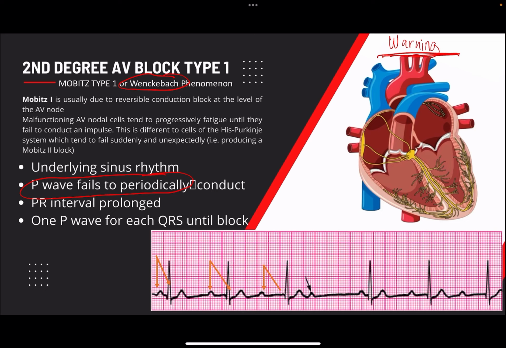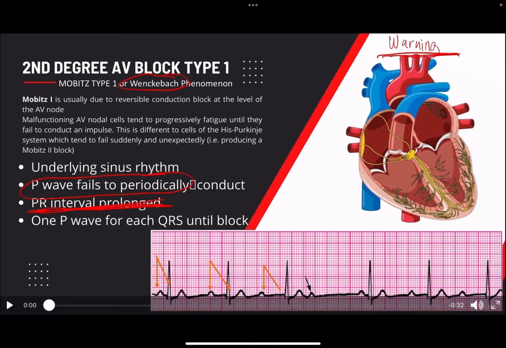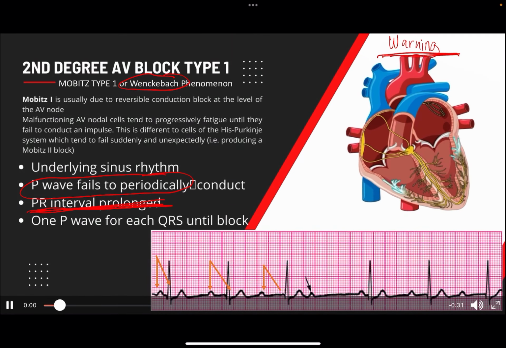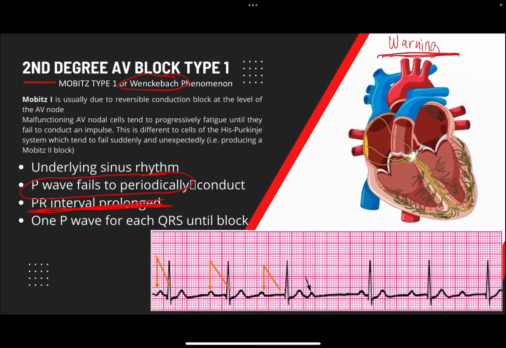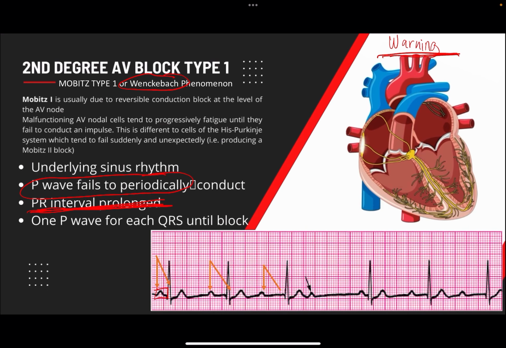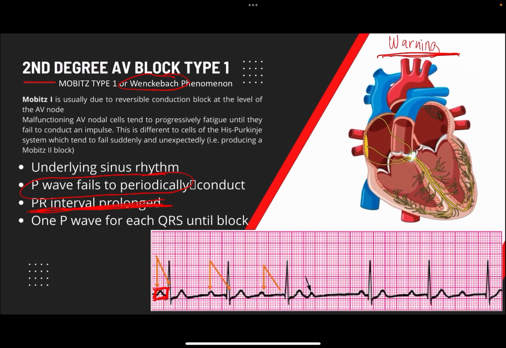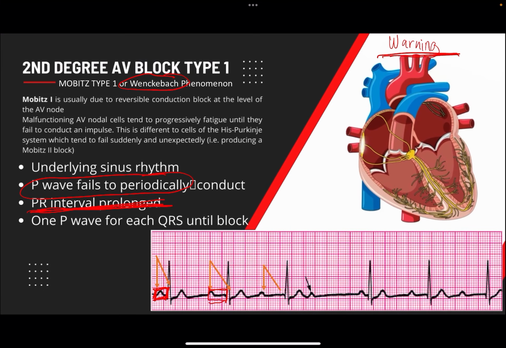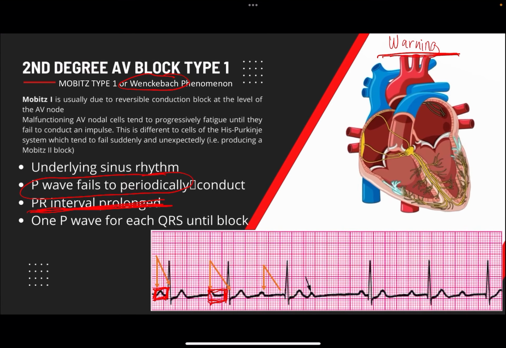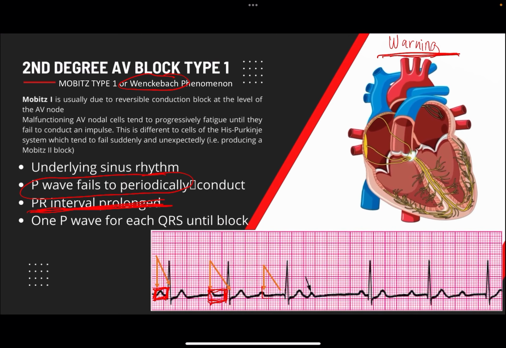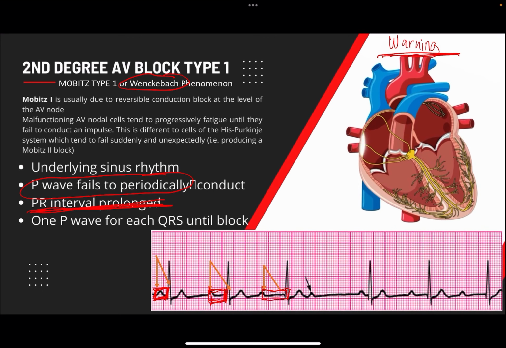Okay, so another characteristic of this is a continuously prolonging PR segment. So let's go back to this ECG strip. The PR segment here looks normal to me, less than 1 box or almost 1 box. Now on the next one, it became 1.5 boxes. And then the last one, it's approximately 3 boxes.